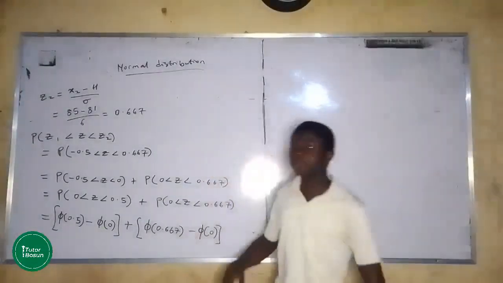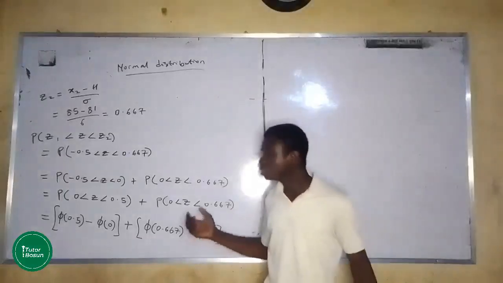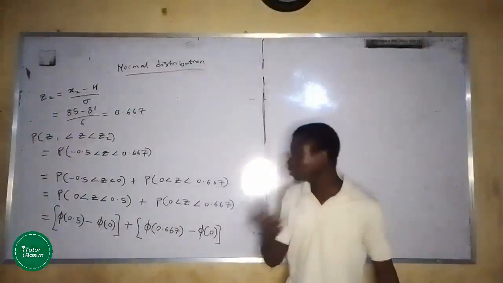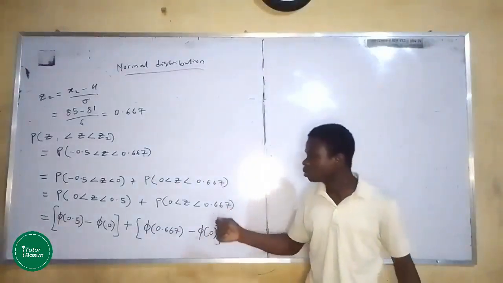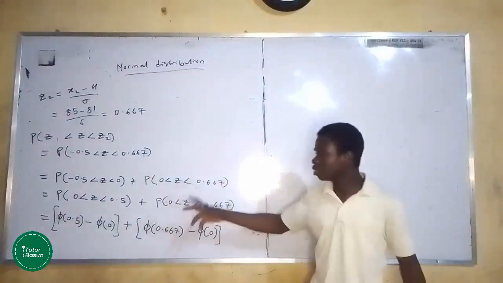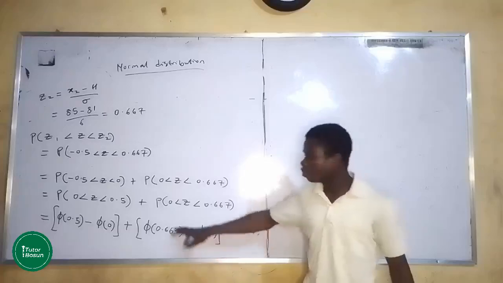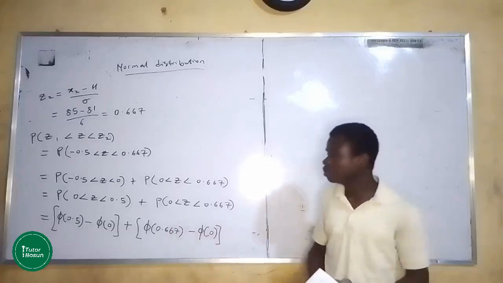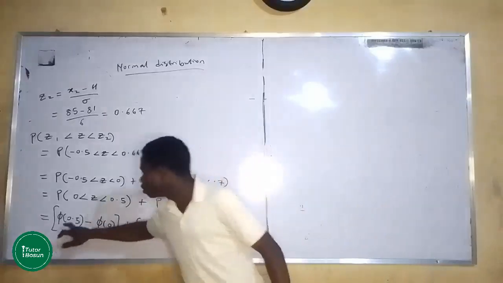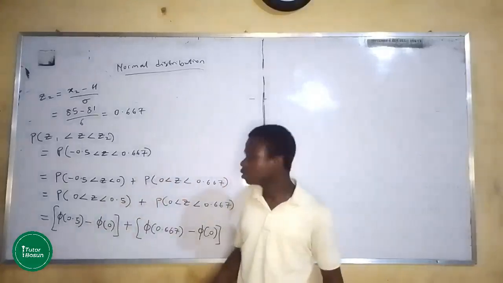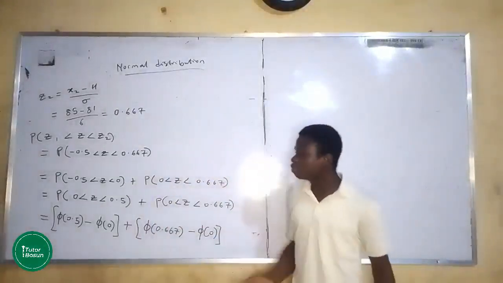So some of us might be having difficulty in checking the normal distribution table. So the normal distribution table is going to be displayed on the screen. So you can check. I might be explaining some little things on how to check for values on the normal distribution table. So the first thing, you want to find the normal distribution for what? For 0.5.